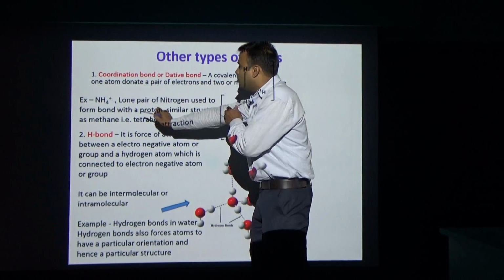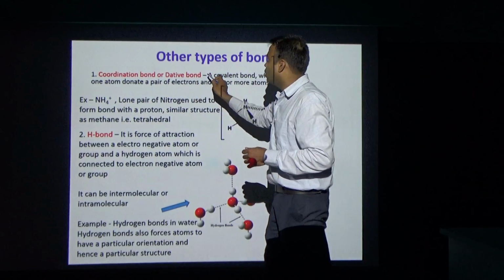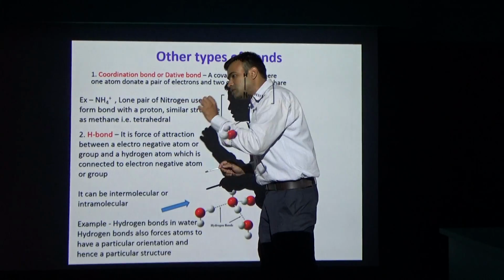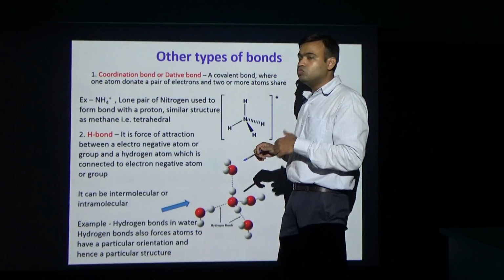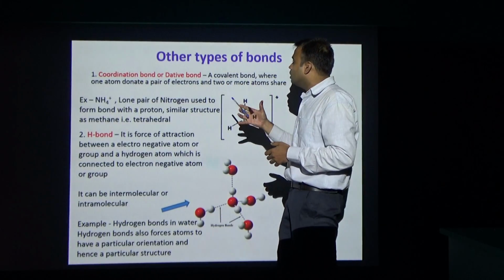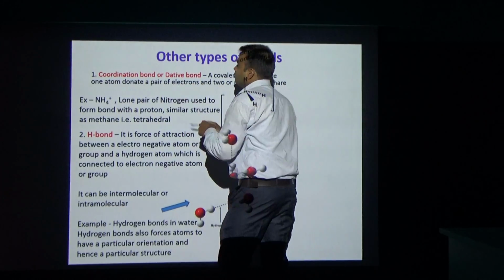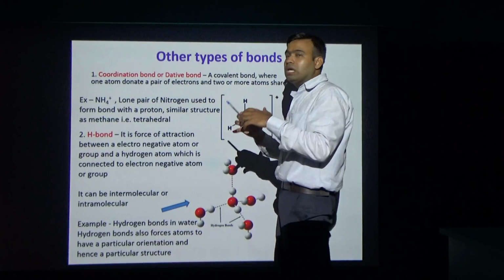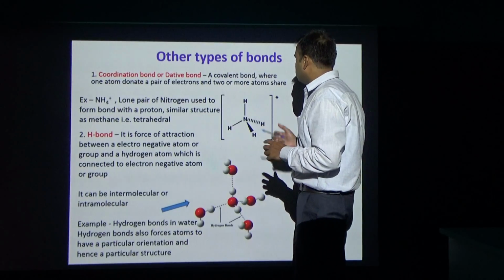And another 2 bonds I will just explain a little bit. That is the coordination bond, also called the dative bond. One atom shares an electron pair, whereas the other atom or atoms share it. One atom donates a pair of electrons, and 2 or more atoms share the electron pair.